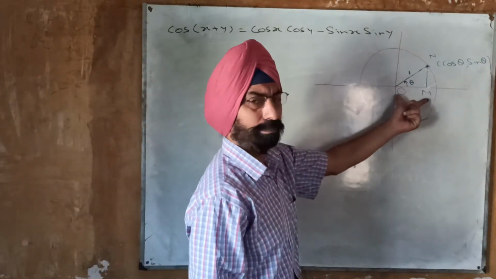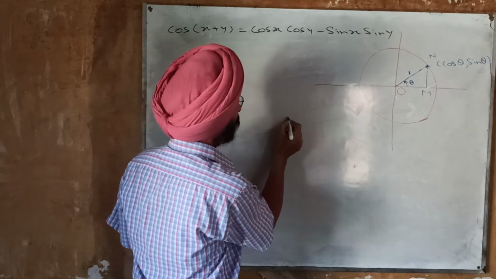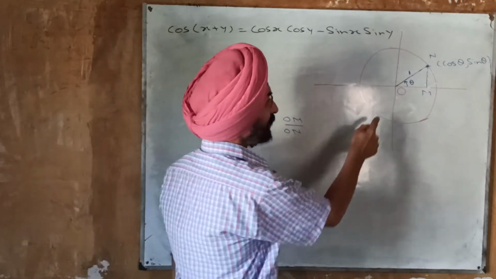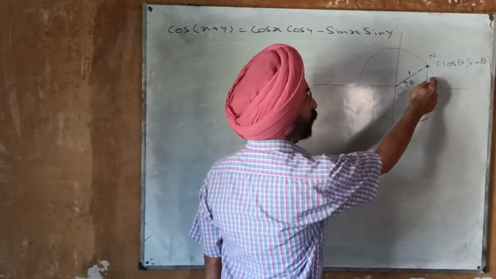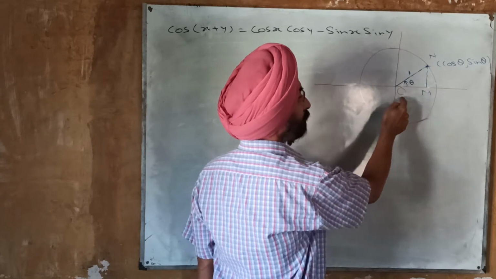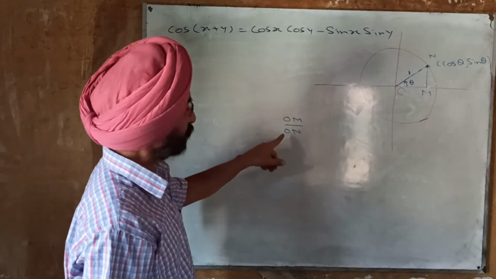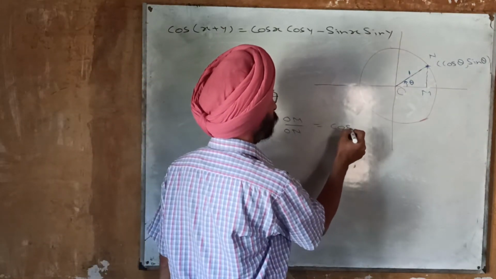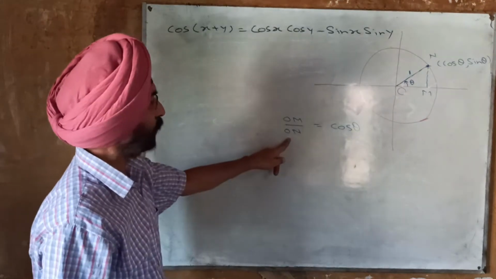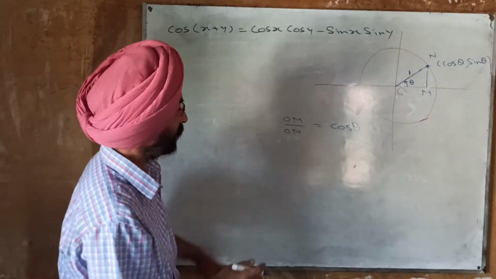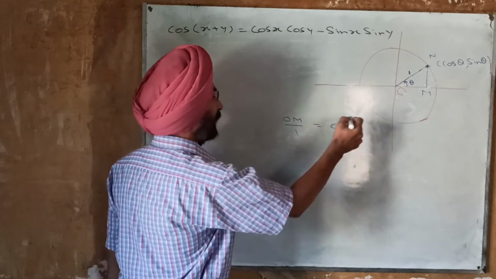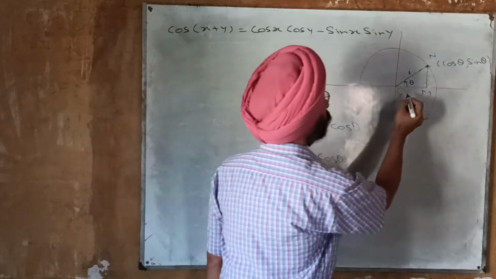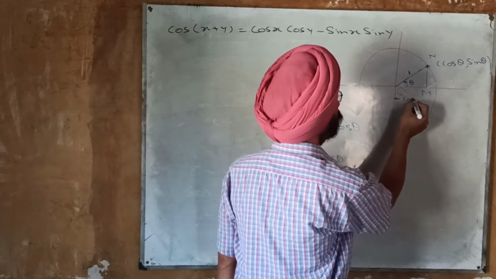Now what is OM? You just take OM upon ON. Since we are talking about this angle, this will be your perpendicular, this is the hypotenuse, and this is your base. OM is the base. So base upon hypotenuse. Base upon hypotenuse is cos theta. So it is equal to cos theta. And the value of ON is 1. So you put the value of ON here equal to 1. And using cross multiplication you will get OM is equal to cos theta. So this length is going to be equal to cos theta.